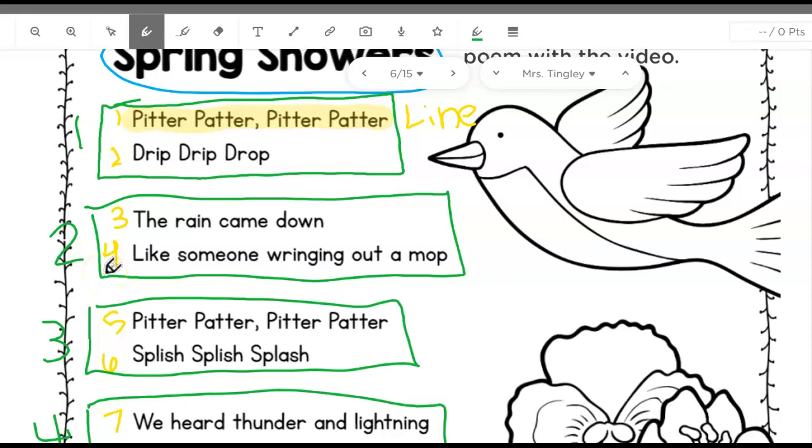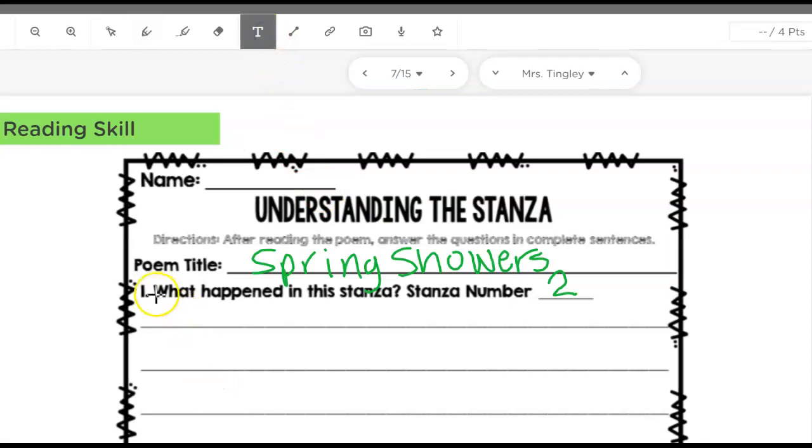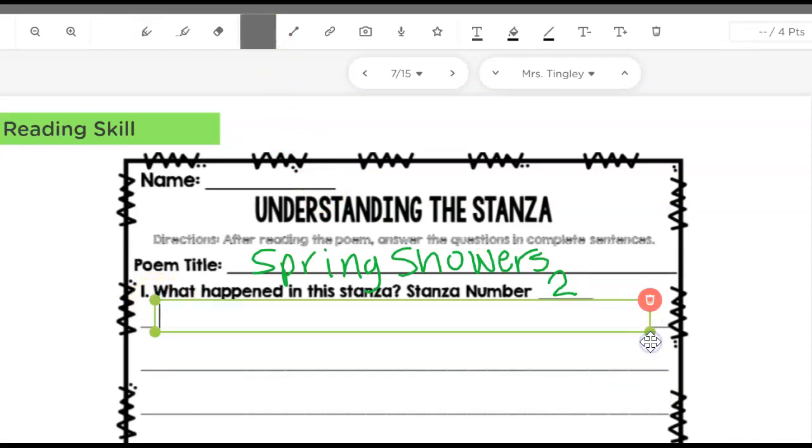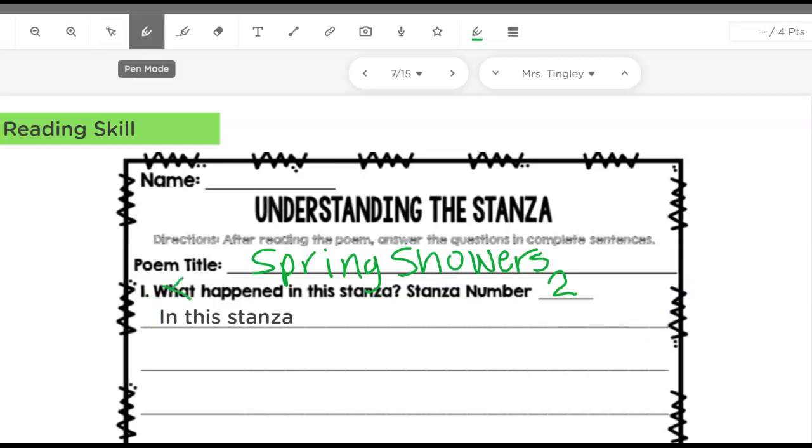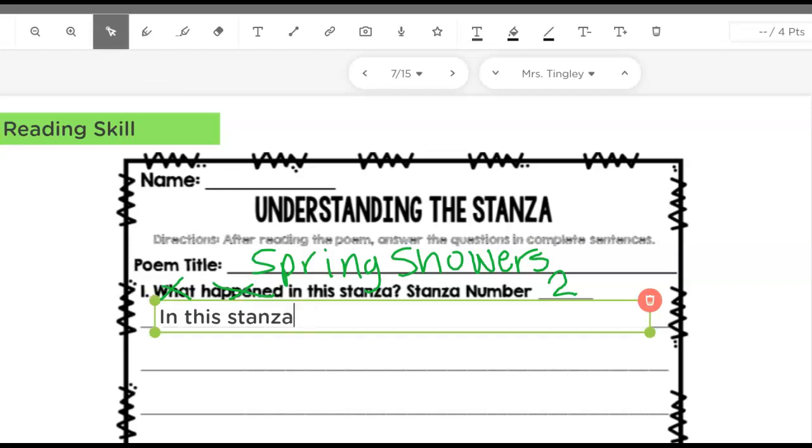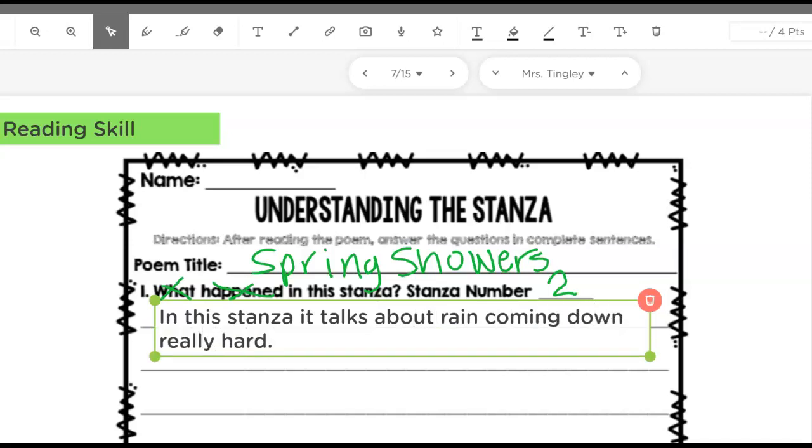If the rain was coming down like someone wringing out a mop, how fast do you think the rain was coming down? Probably really fast. So what happened in this stanza was, we'll use what we learned about answering questions, crossing out the question words, and using the rest. In this stanza, it talks about rain coming down really hard. Pause the video if you need more time to write this out.